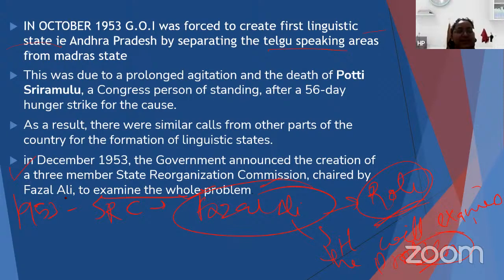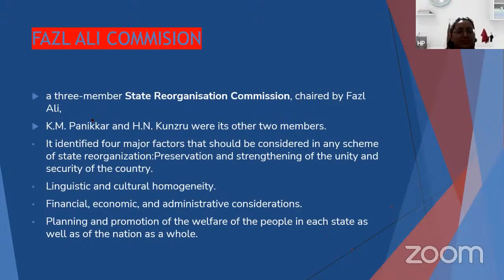ठीक है. Now this Fazal Ali commission has 2 other members as well. First is K.M. Panikkar and H.N. Kunzru. They were 2 other members, and it was chaired by Fazal Ali. Okay, this is what you have to keep in mind. So the 3-member State Reorganization Commission was set up in 1953 December under the chairmanship of Fazal Ali, and the members were K.M. Panikkar, H.N. Kunzru.